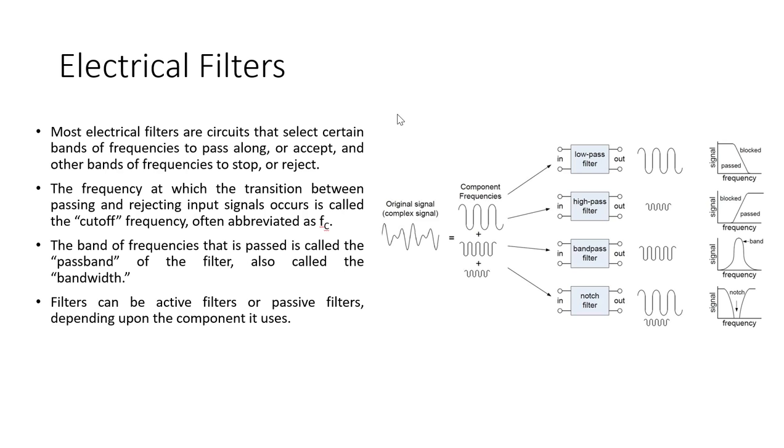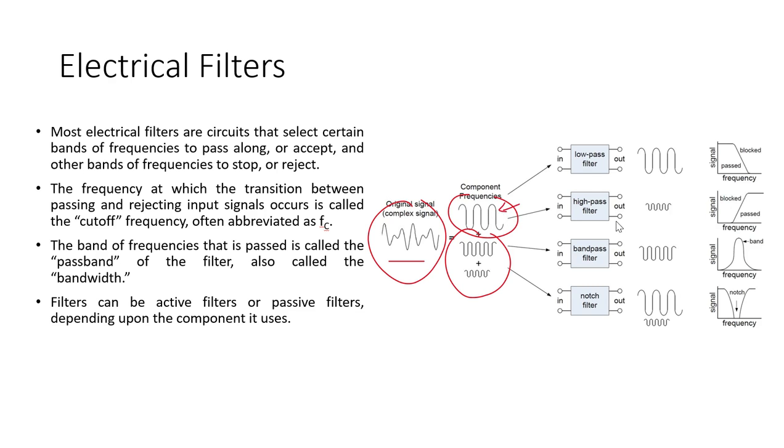So most electrical filters are circuits that pass some bands of frequencies and reject the unwanted bands. As you can see in this figure, we have a composite signal that is the combination of a low frequency, high magnitude signal and some high frequencies. So these are three frequencies which are being combined to form this composite signal. If we give it to a low pass filter, only the lower frequency will be allowed to pass.